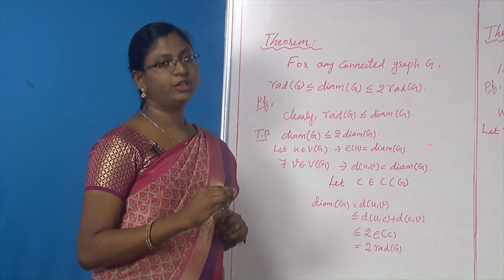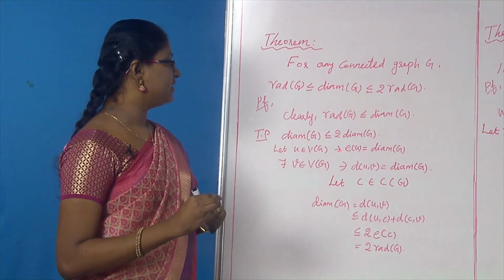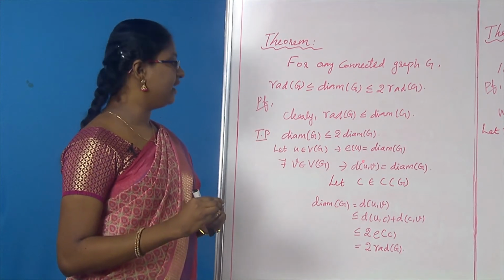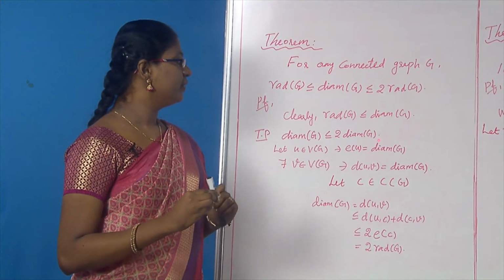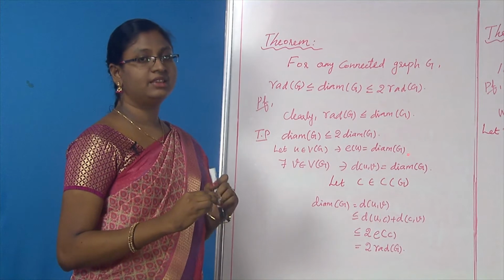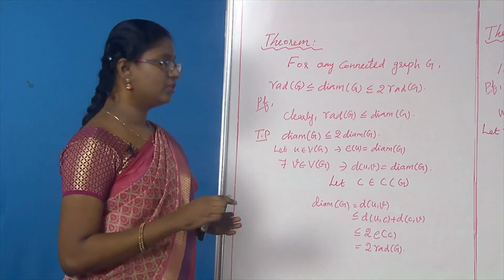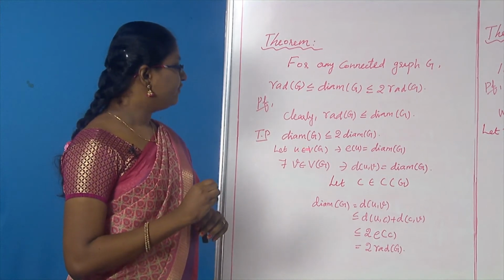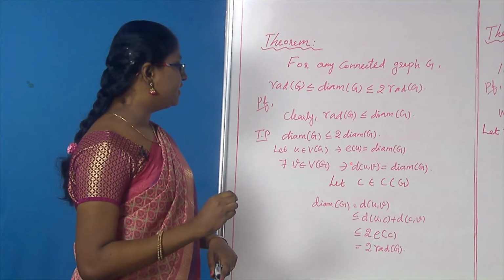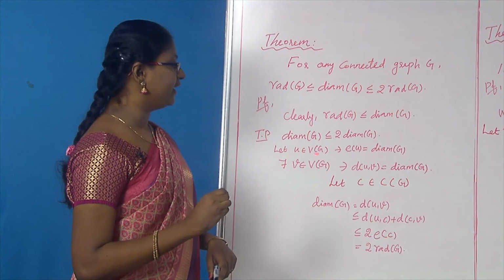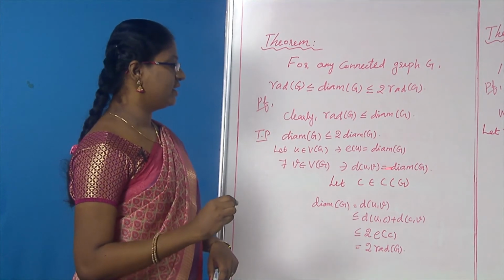For that, I am going to take a vertex u belonging to V of G such that eccentricity of u is equal to diameter of G, which means that u has the maximum eccentricity here. So, let it be that, and then if this condition holds, I can find a vertex v in V of G such that distance between u and v is equal to diameter of G. So, this condition I am having here.